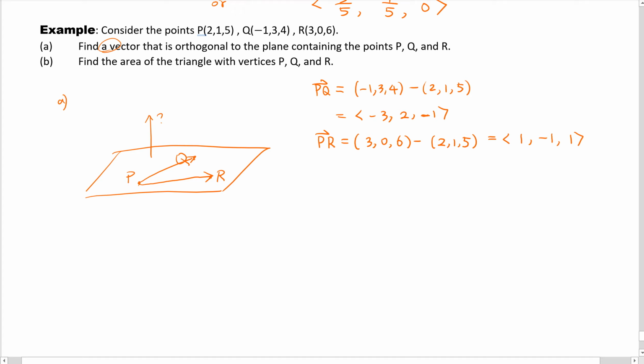And then we can calculate the cross product. So PQ cross PR equals, we have i, j, k, and then we have negative 3, 2, minus 1, and then we have 1, minus 1, and 1. Okay, so plus, minus, plus. Okay, how do we calculate?